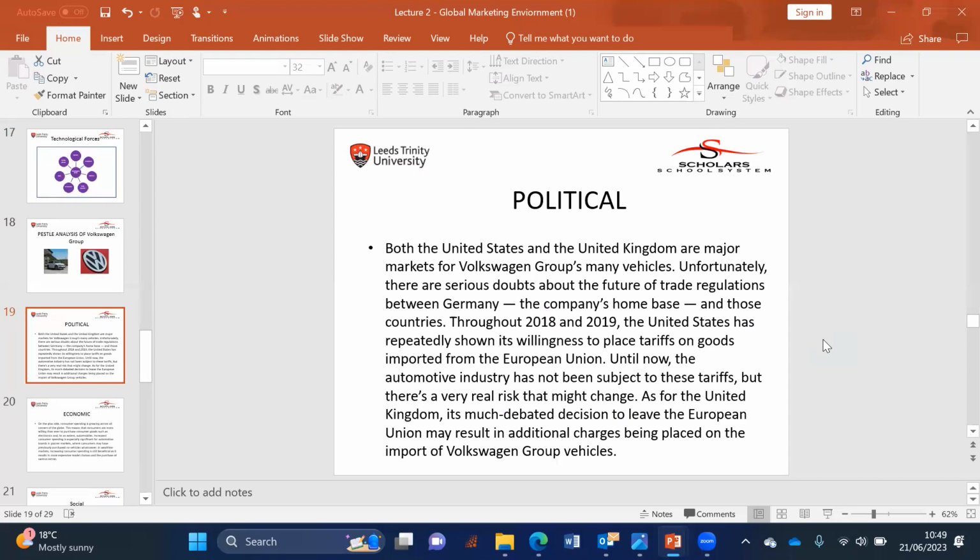For example, if you consider that you're working for Volkswagen, and you try and do the PESTLE analysis for them, the biggest political issues that they have are with the UK and United States. We know Volkswagen is from Germany. So now, especially because of Brexit, they have a lot of taxes that they have to pay. They have a lot of regulations that they have to follow. So that's a political factor that's impacting them.